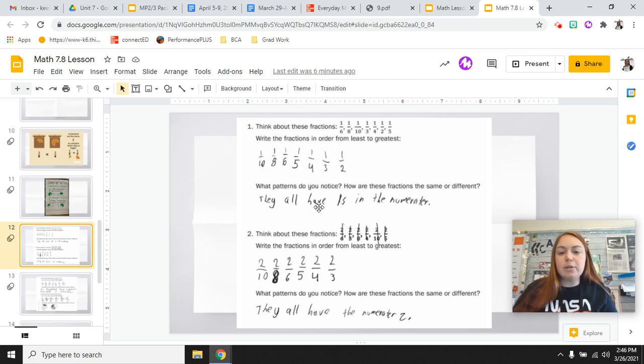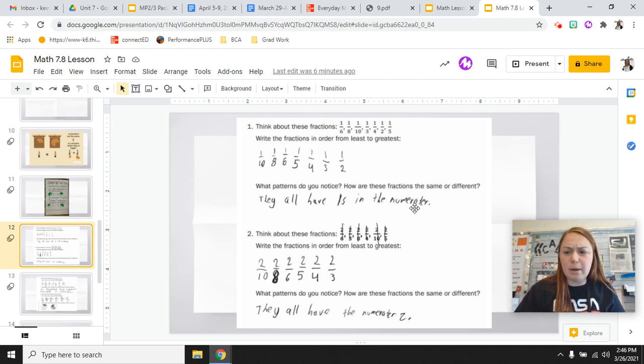And then it says, what patterns do you notice? How are these fractions the same or different? This student said they all have 1s in the numerator. That is definitely something that they all have the same. What other patterns might we talk about for this problem? Maybe something that you mentioned. What other patterns might we talk about?